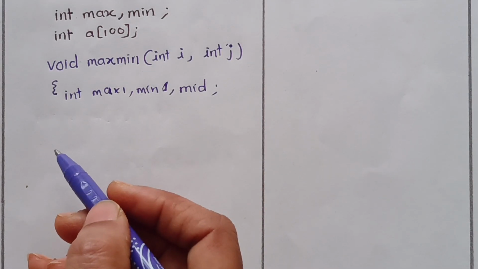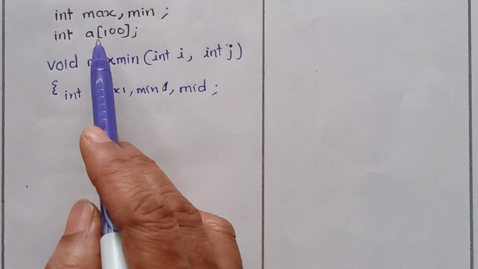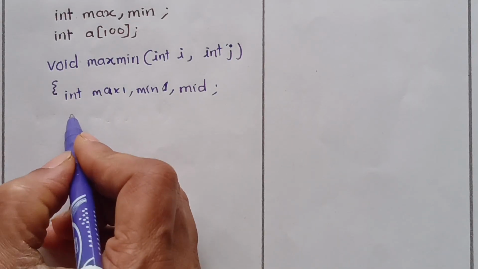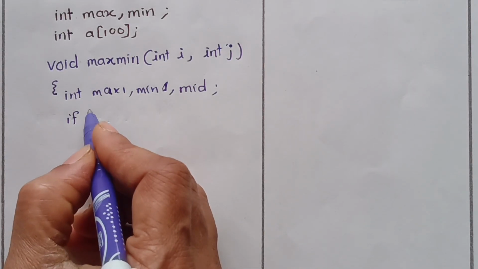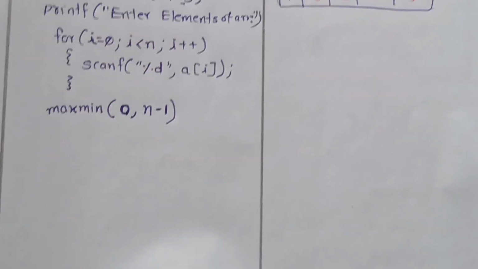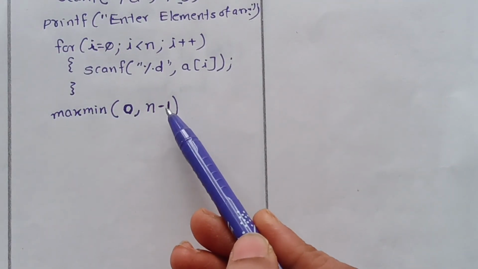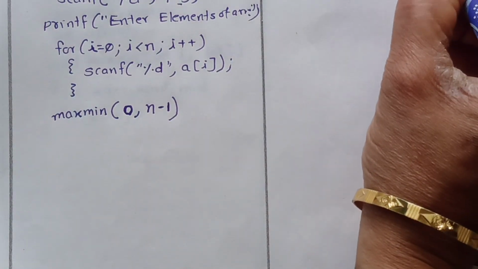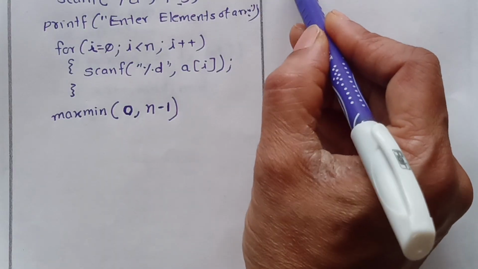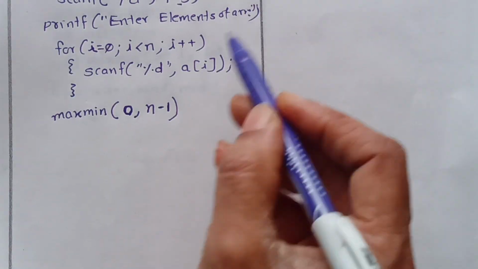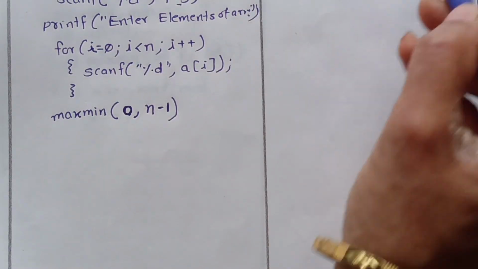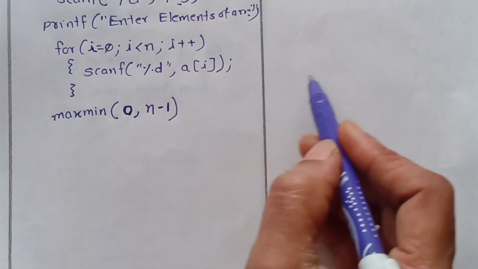Okay, next you have to check whether there is only one element in the array or not. If there is only one element, then what you have to do? Suppose if i double equal to j. See here, we are passing 0 and n minus 1. Suppose n we are entering 1, only one element you have to enter, then the array will start from 0. So this initial index you have to pass here. Then n minus 1. So n value is 1, 1 minus 1 is 0.